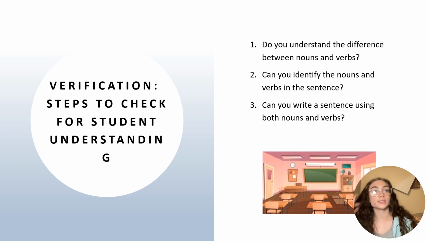Next, we have the steps to check for student understanding. So, number 1, do you understand the difference between nouns and verbs? Number 2, can you identify the nouns and verbs in the sentence? And number 3, can you write a sentence using both nouns and verbs?